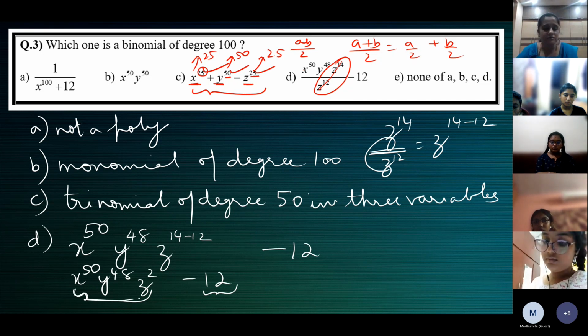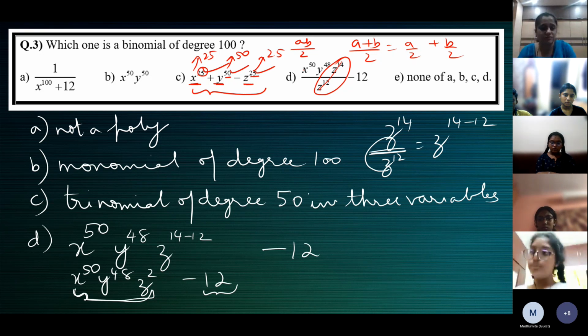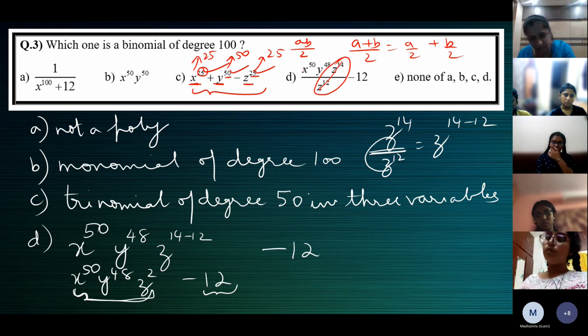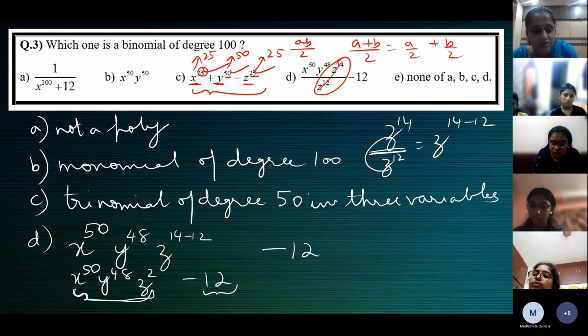Here, x to the power 50, y to the power 48, z to the power 2 is only one term. So we'll have to add the powers. 50 plus 48 plus 2 is 100.